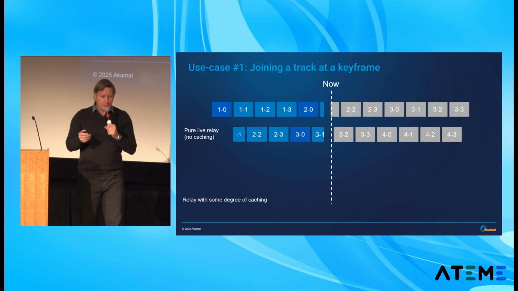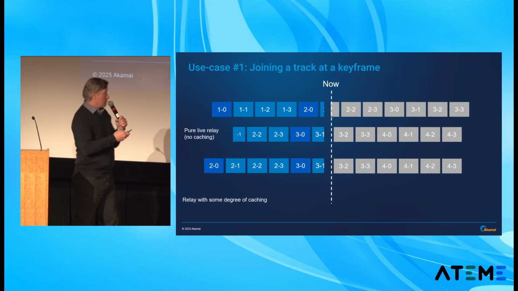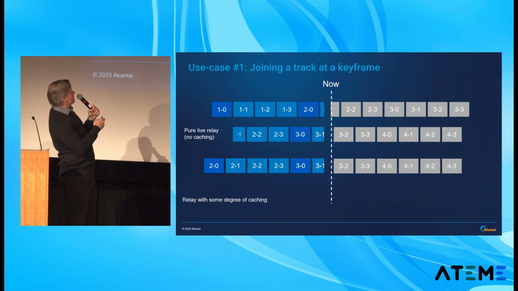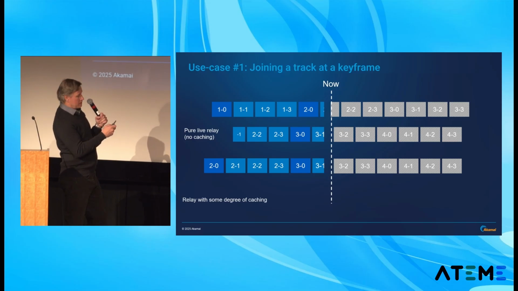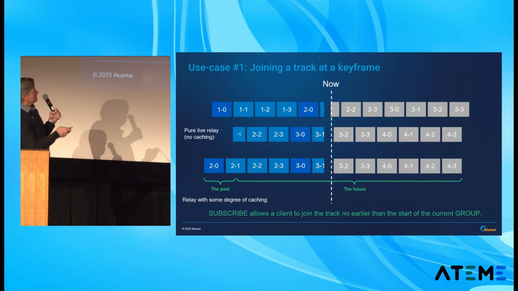If your relay has some degree of caching, then we could deliver back from our last keyframe, which is here, 2-0, right? And then going to 3-0. I want to do that because I can only start decoding from a keyframe. So getting this one here, I have to essentially wait, and I can only decode from here anyway. So I get a much faster start if I can go back in time a little bit. So we notice that we have the past here, and then we have the future.